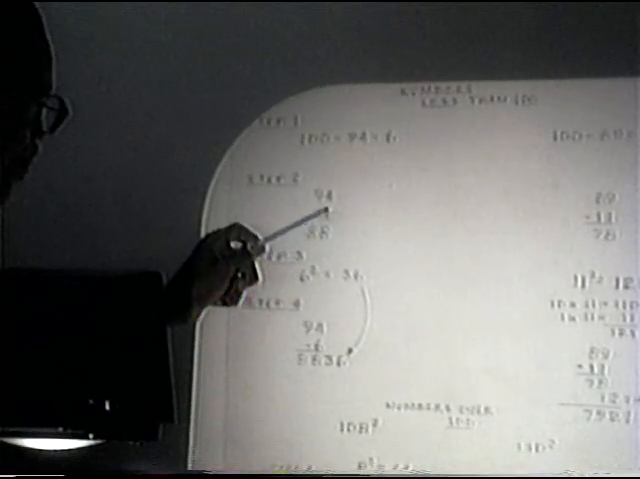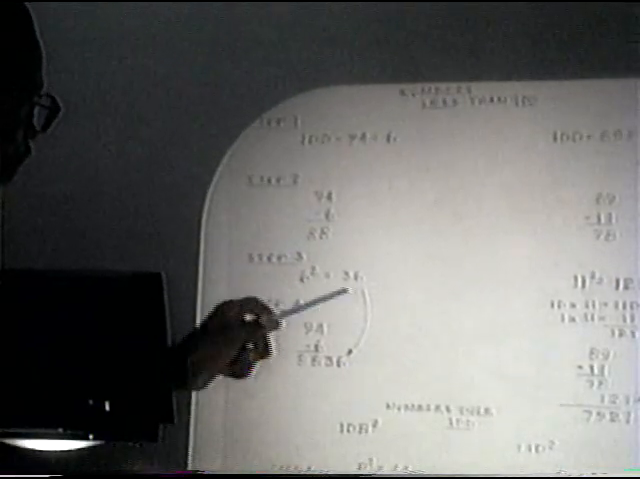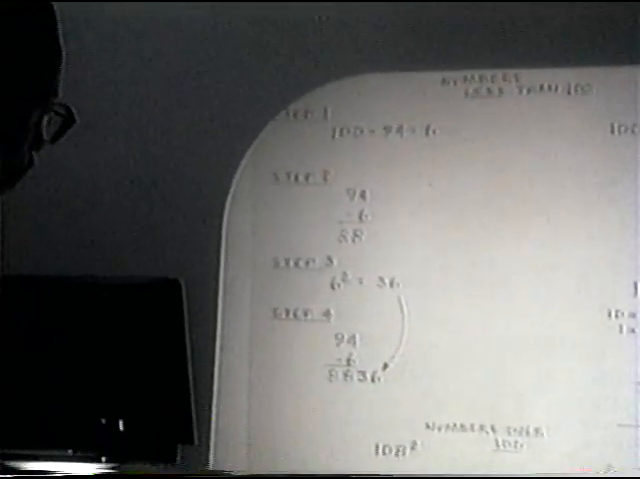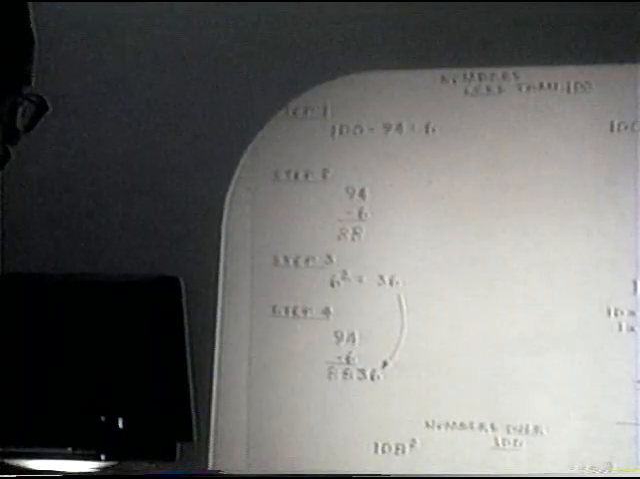Then we took the same 6 here and squared it. 6 squared is 36, so we have 88, we bring down the 36. That is the square of 94. That's for numbers under 100.